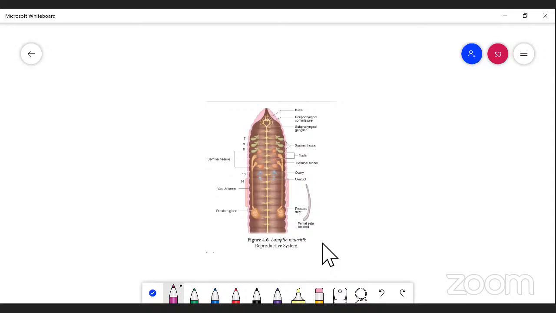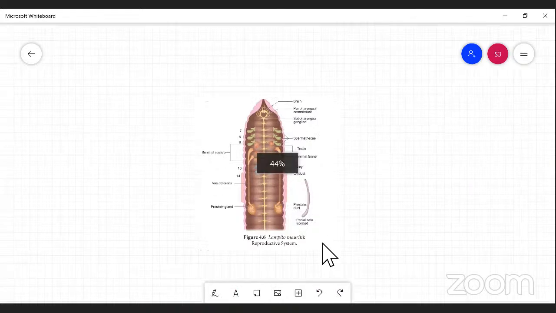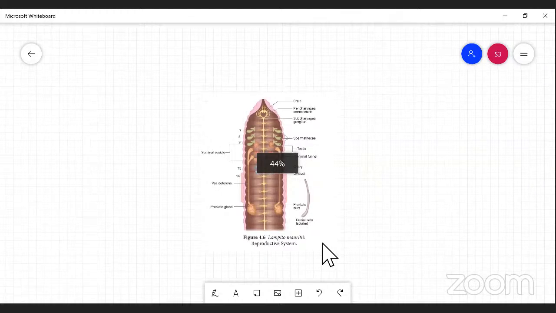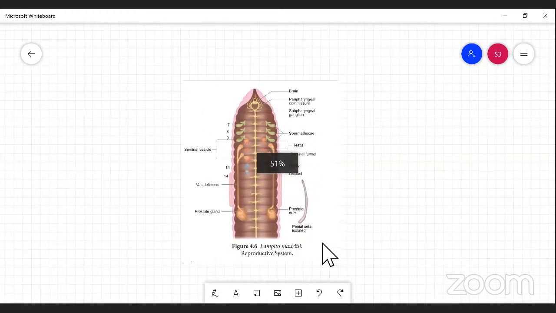Yes, students, we already talked about three topics. One is the nervous system of the earthworm. Second is the excretory system of the earthworm. Third is the reproductive system of the earthworm.